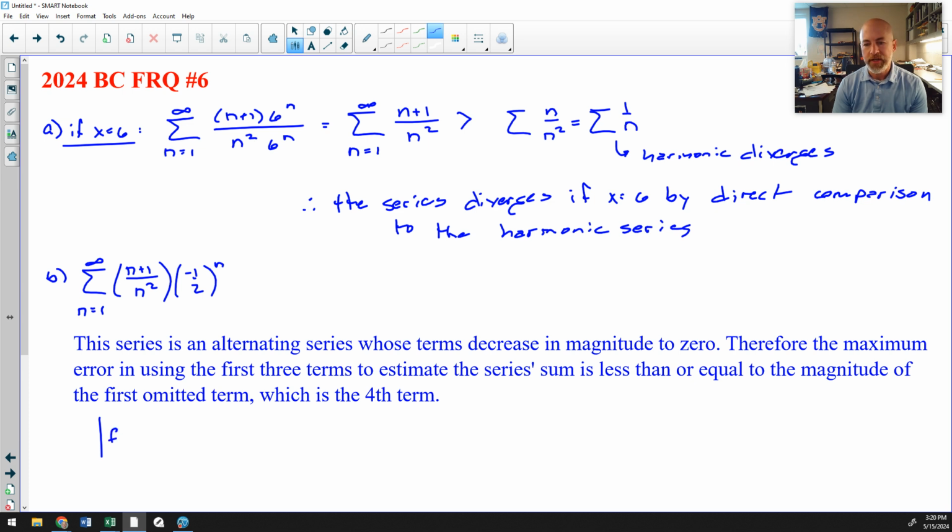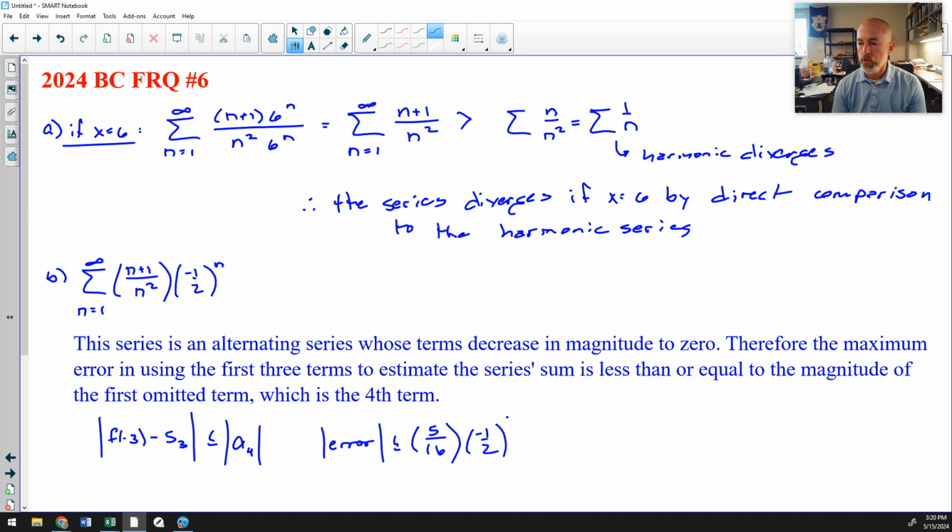So f of -3, the function's actual value minus the series approximation using the first 3 terms, is going to be less than or equal to the magnitude of my 4th term. So my error is going to be less than or equal to my 4th term. So I'm going to plug in 4. That'll be 4 plus 1 is 5 over 4 squared, which is 16, and -1/2 to the 4th.